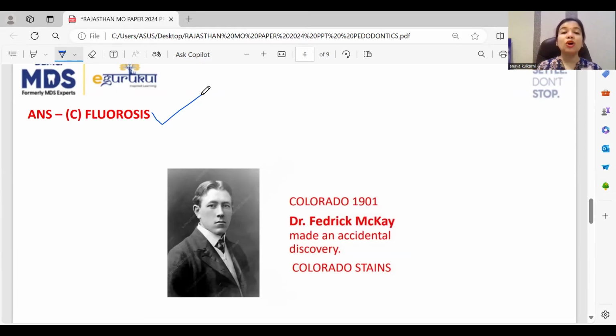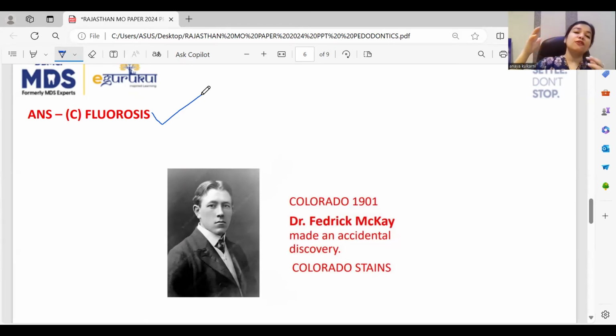Because he did not have any further information as to why this is happening, the only thing he knew was this is specific to this particular place. He had not seen these stains in any other place. That is why he named these stains after the place he found it in, and that is why he called the stains Colorado stains.